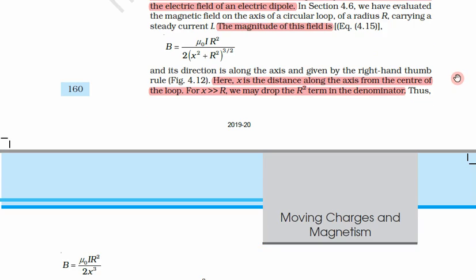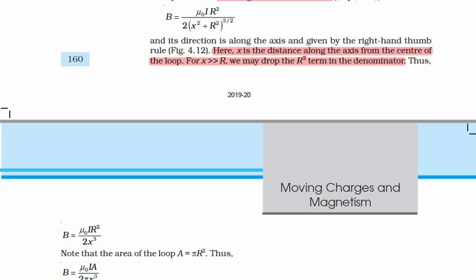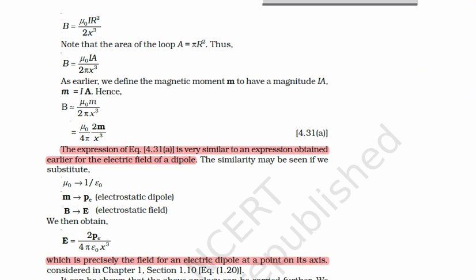So let us remove this. So what do we have? We have this formula mu naught I r square upon 2, this is gone, x cube. So this is the formula we have now when we remove, or we can say neglect, this r. Now let us go further.